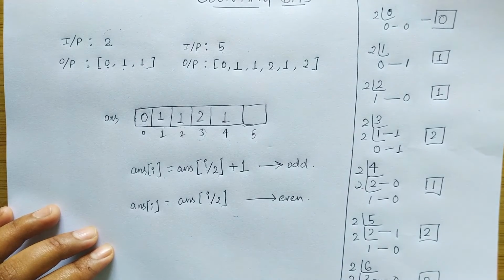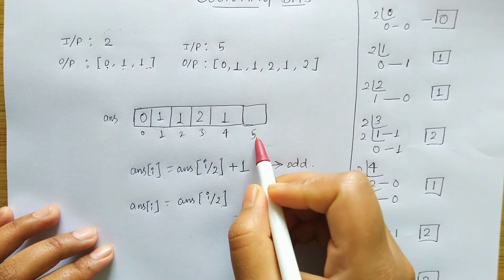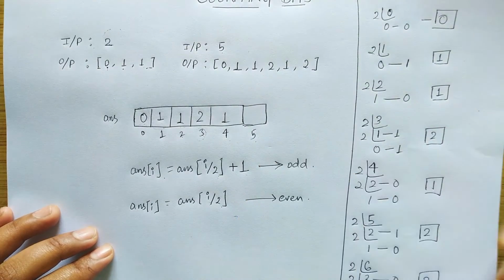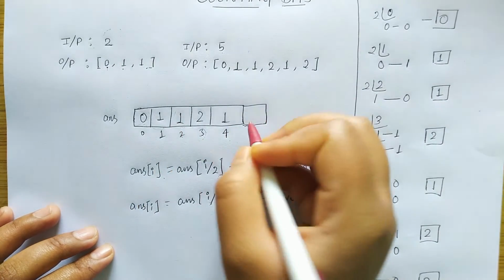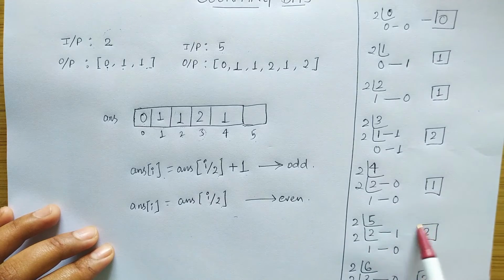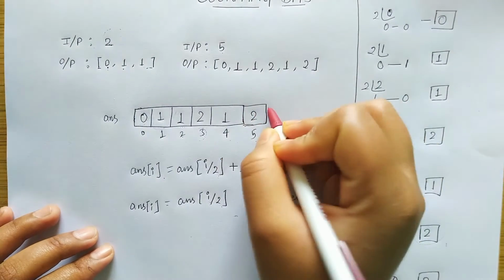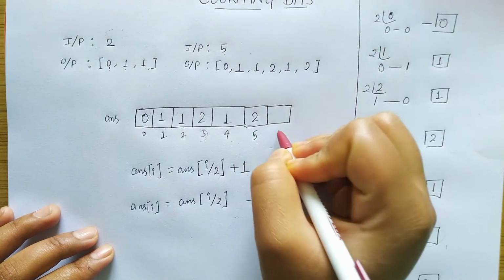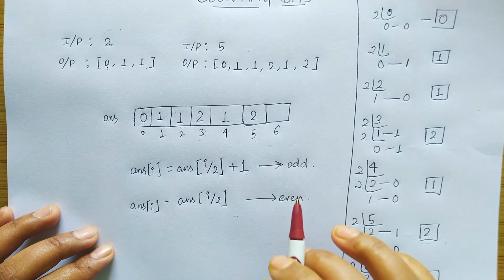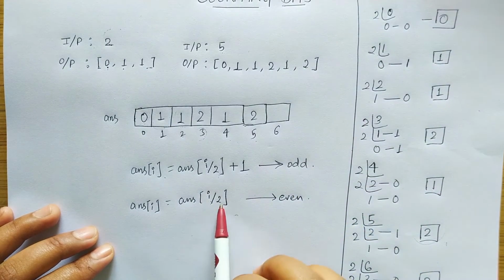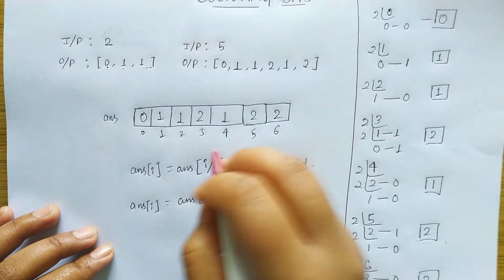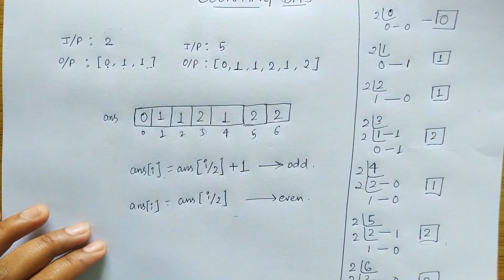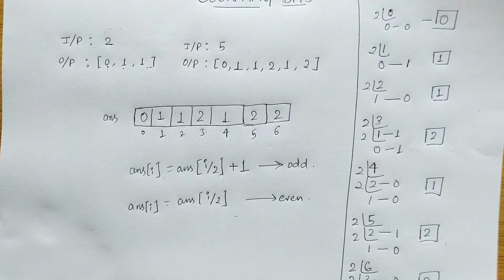For 5, what we can do is 5 by 2 will be again 2 point something. So the second cell has 1, plus 1. So our answer will be 2. For 5 we have 2. Then if we look for 6, 6 is an even number. We will go to this. 6 by 2 is 3. So in the third cell we have 2. So our answer will be 2 here. And it goes on like this, and the trend will continue. I hope this was a clear enough explanation.